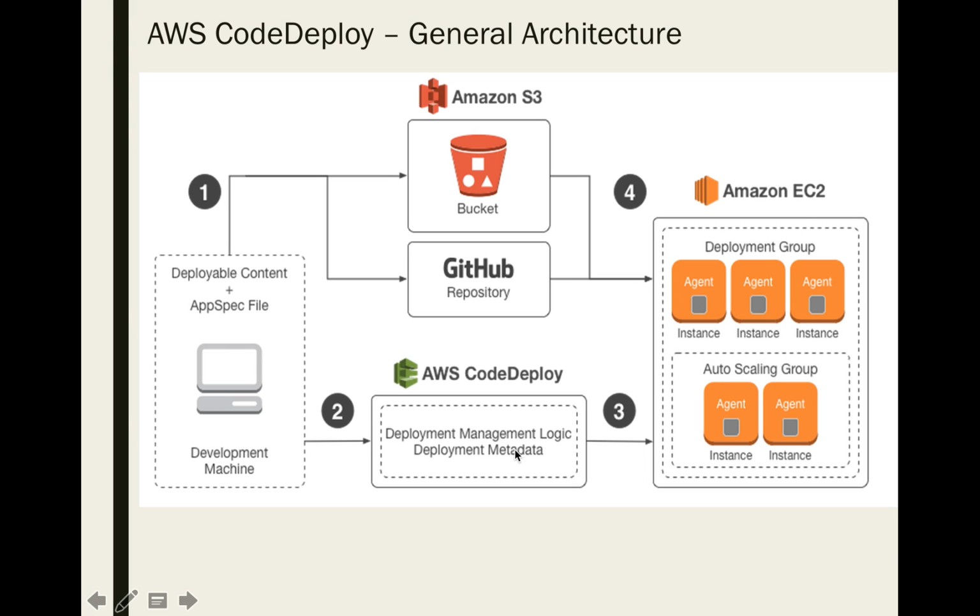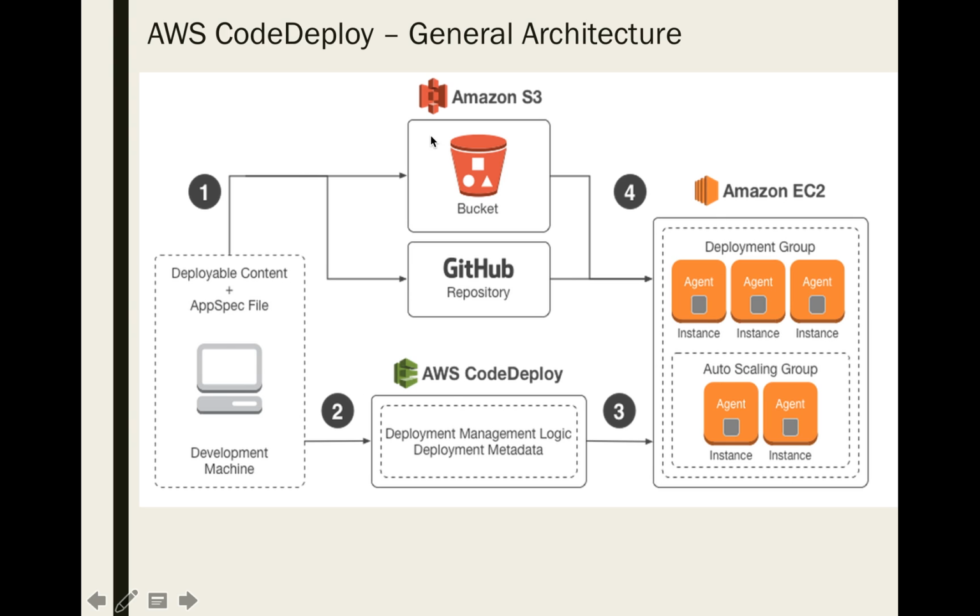There are also EC2 instances with agents running on each instance. All the gray boxes are the agents which will be installed on every EC2 instance, and these agents will keep communicating with the AWS CodeDeploy service.